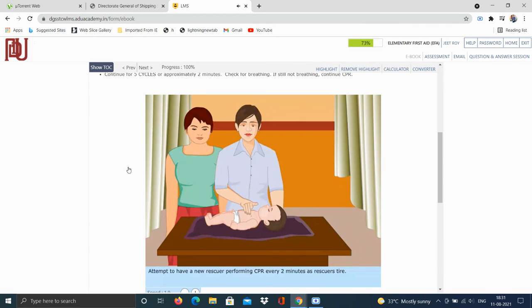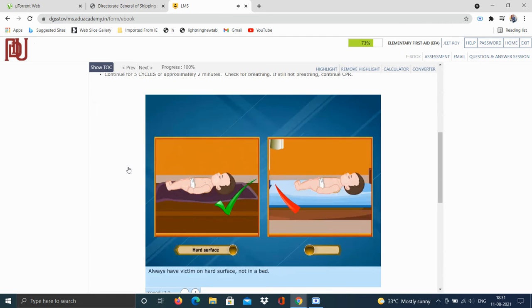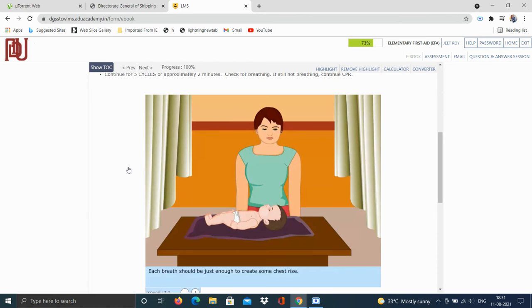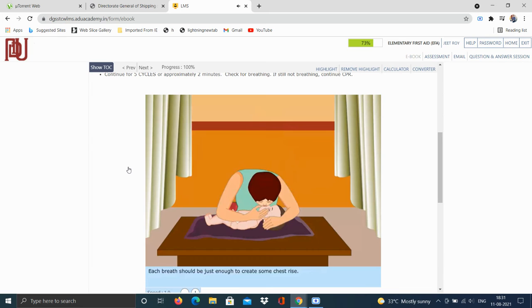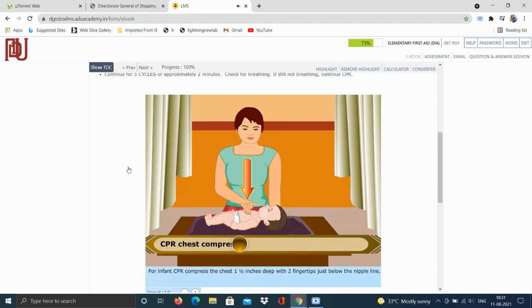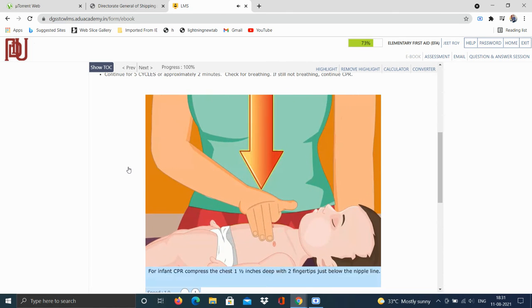Attempt to have a new rescuer performing CPR every 2 minutes as rescuers tire. Always have victim on hard surface, not in a bed. Compressions should be at a rate of 100 to 120 per minute. Each breath should be just enough to create some chest rise. Each compression should be 2 to 2.4 inches deep for a child. For infant CPR, compress the chest 1.5 inches deep with 2 fingertips, just below the nipple line.